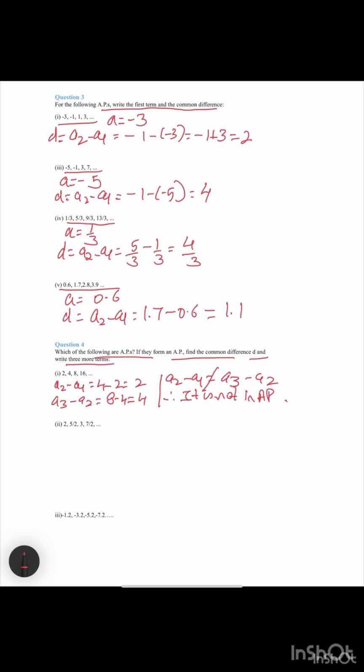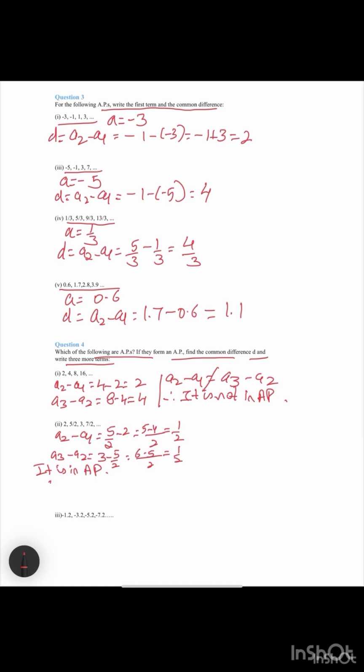Coming to the next part, 2, 5 by 2, 3, 7 by 2. Again over here, A2 minus A1 is 5 by 2 minus 2. Taking the LCM and simplifying, we'll get 5 minus 4 upon 2, which is 1 upon 2. Again, A3 minus A2 will become 3 minus 5 by 2. Again, taking the LCM and solving, we'll get 6 minus 5 by 2 is 1 by 2. Since the difference between all the terms is same, so this is forming an AP.